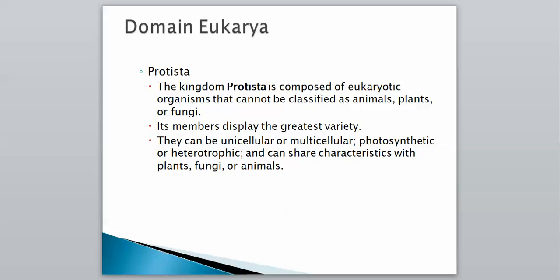So then Protista, again, they're eukaryotic and they're single cells. They're kind of the catch-all group for the eukaryotes. They're the ones that can't be classified as animals, plants, or fungi. They can be unicellular or multicellular, photosynthetic or heterotrophic, and they can share characteristics with plants, animals, or fungi. So again, they're the catch-all group.